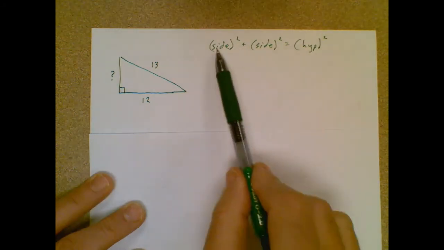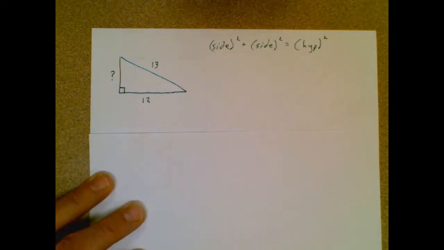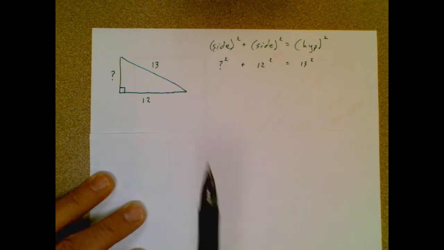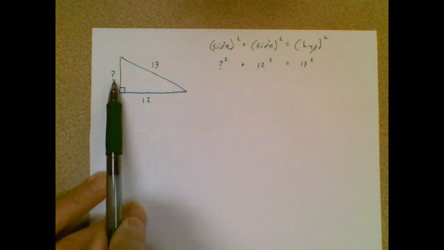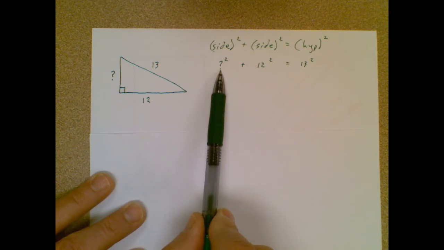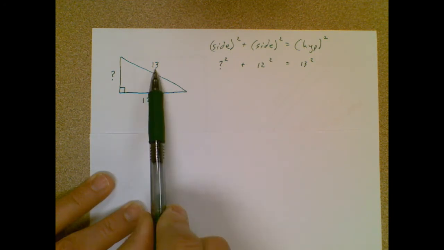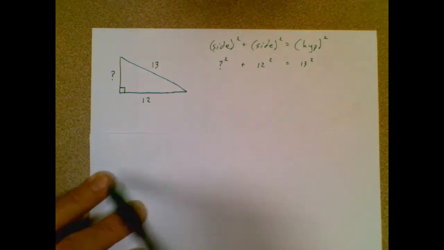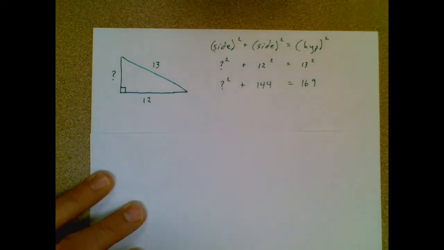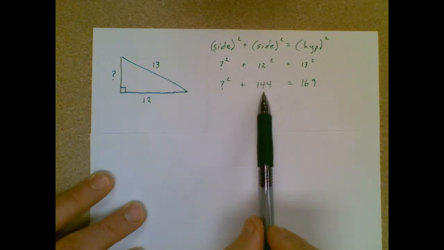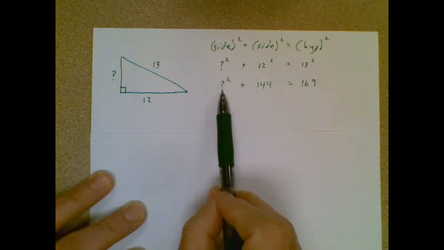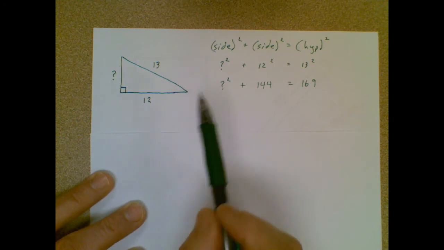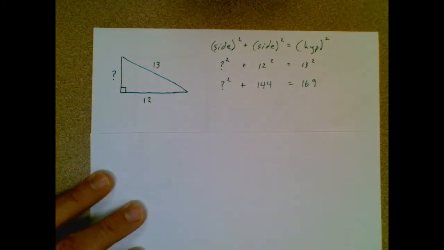First recommended step, always begin by writing out the Pythagorean theorem. Next recommended step, right below each piece, fill in information from the triangle. We're missing a side. I'll use a question mark. You can use an X if you'd like. Hypotenuse, side. Now I just turned 12 squared into a number, 13 squared into another number, and my goal, by the way, is to solve for this question mark. And remember, you can call it X if you don't like it being a question mark.